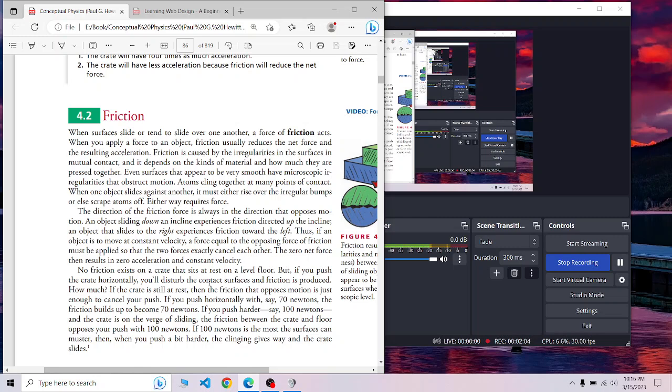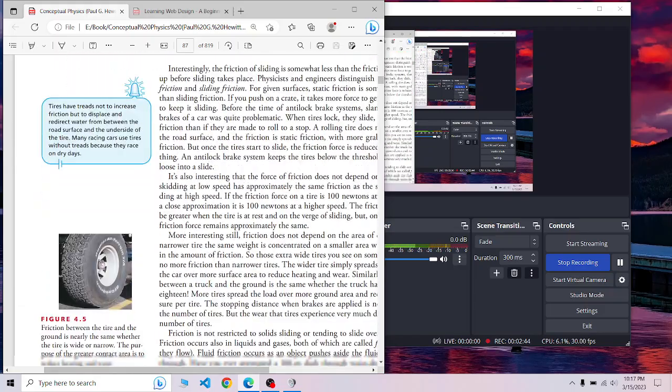How much? If the crate is still at rest, then the friction that opposes motion is just enough to cancel your push. If you push horizontally with, say, 70 newtons, the friction builds up to become 70 newtons. If you push harder, say 100 newtons, and the crate is now on the verge of sliding, the friction between the crate and floor opposes your push with 100 newtons. If 100 newtons is the most the surfaces can muster, then when you push a bit harder, the friction gives way and the crate slides.